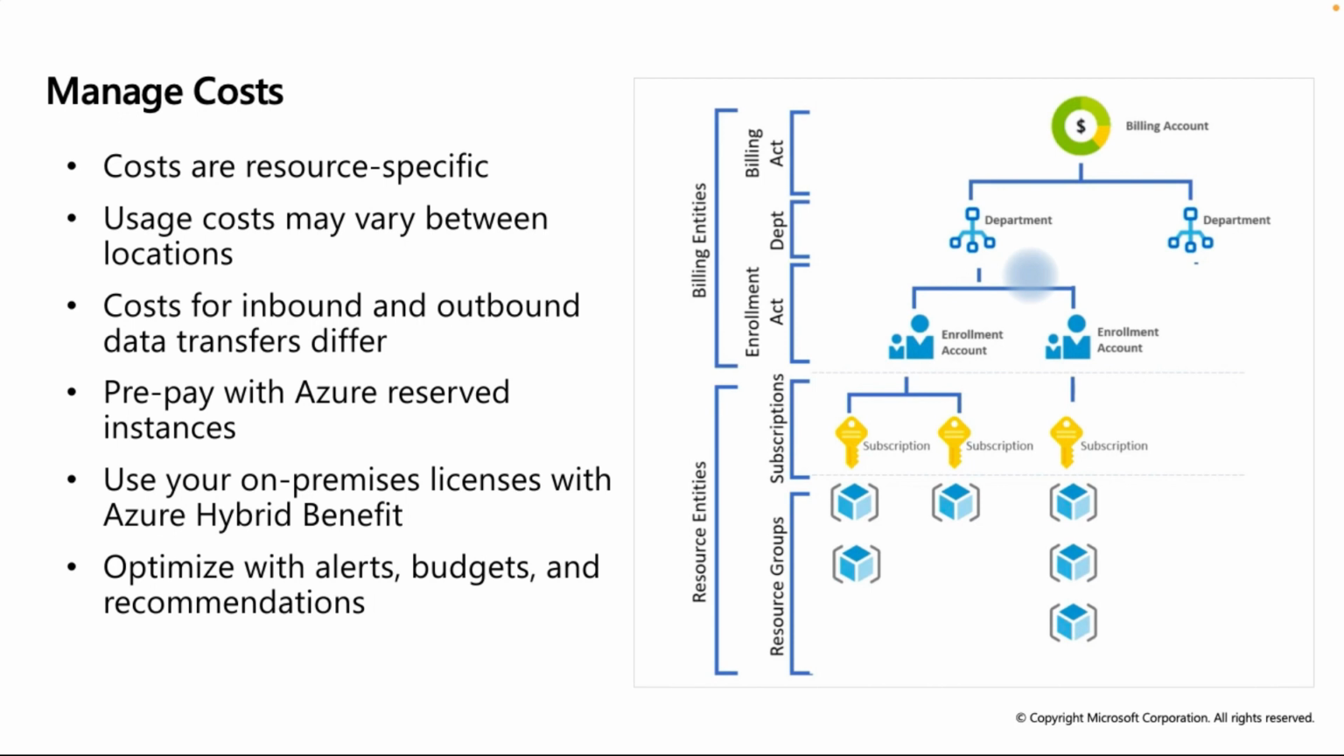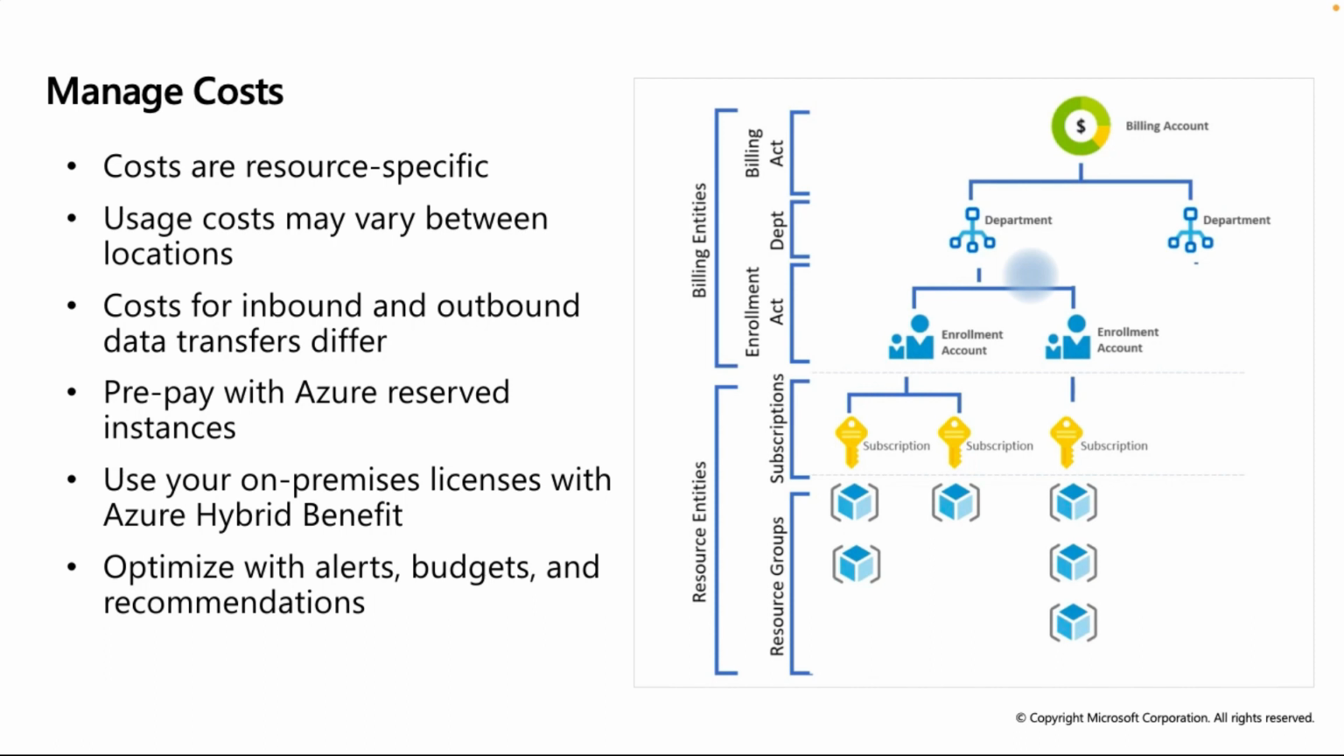Because in my previous topic I already explained the hierarchy of the subscription. I have the same things here, the cost area. So here costs are very specific. Usage cost may vary between locations. Yeah, usage cost is very important, because when you select a resource, you should choose the nearest region.